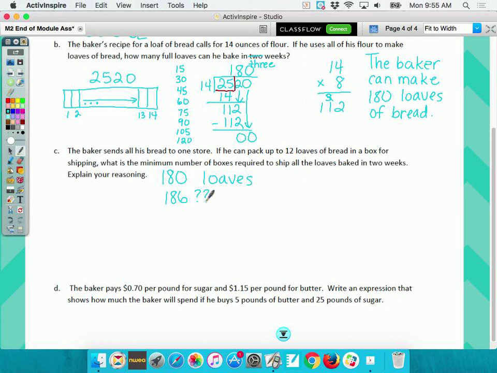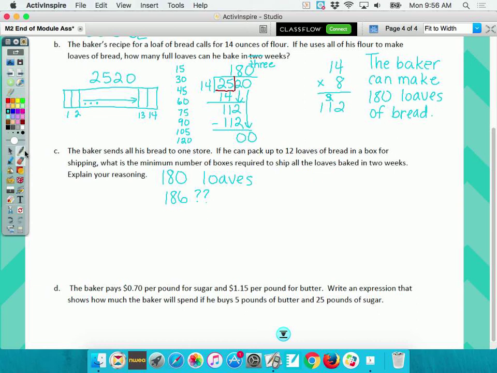So, to figure this out, I've got a box here, right? And each box can hold how many loaves of bread? 12. So technically, I could do this, right? And get 12. 1, 2, 3, 4, 5, 6, 7, 8. That's not even close to 12. You don't have to write that, okay? But each box has 12 loaves, and I've got 180. How many boxes do I need?